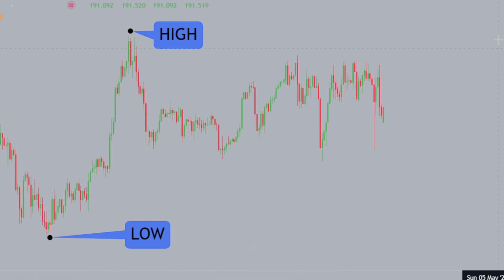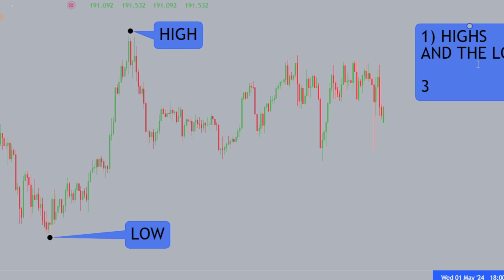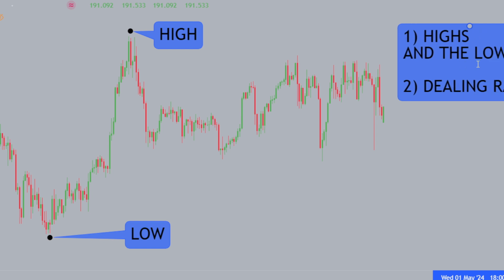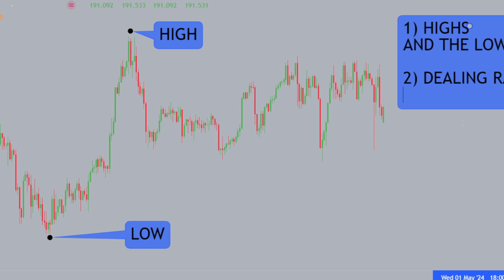So I'm going to write this down on the right of the screen, sorry. The first thing we want to establish is the structural highs and lows. The second thing we want to reiterate is the idea of a dealing range, and I'm going to go over what that is.